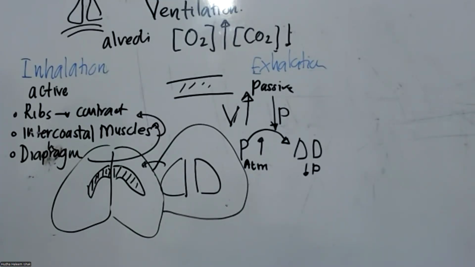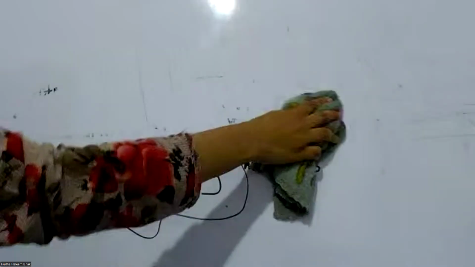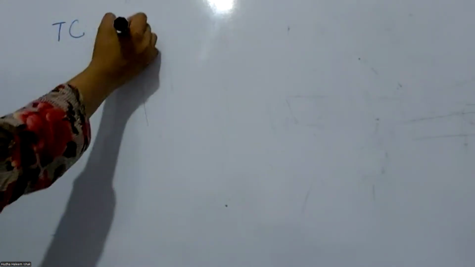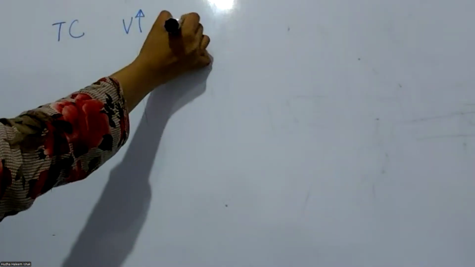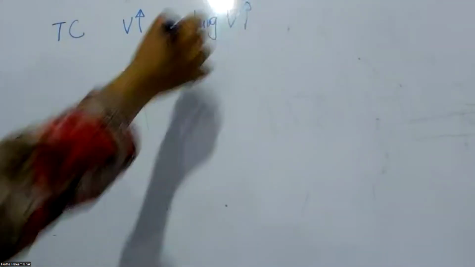Okay. First, atmospheric part again, right? Now what has happened? Now the thoracic volume has increased. And then as a result, what has happened? The volume of the lungs will also increase. Okay, when the thoracic cavity volume increases, the volume of the lungs will also increase. As a result, what is happening? The lung volume also increases.